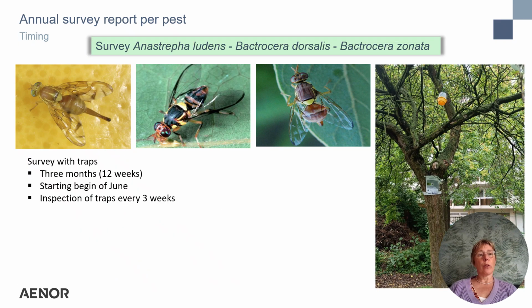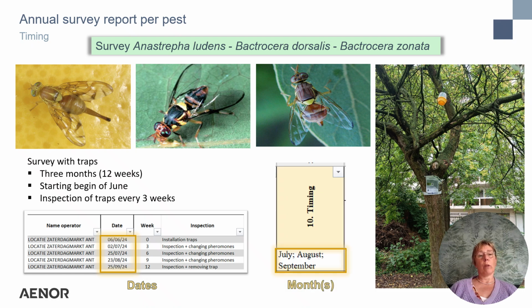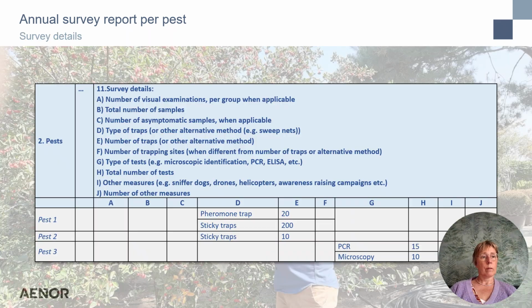For the timing of the survey, the date of inspection must be indicated on the inspection report. For the annual report, the months of inspection must be listed. For example, a survey for Anastrepha ludens, Bactrocera dorsalis and Bactrocera zonata with pheromone traps and inspection of the traps every 3 weeks. The inspection report will list the actual inspection dates. The annual report will list the months, July, August and September.